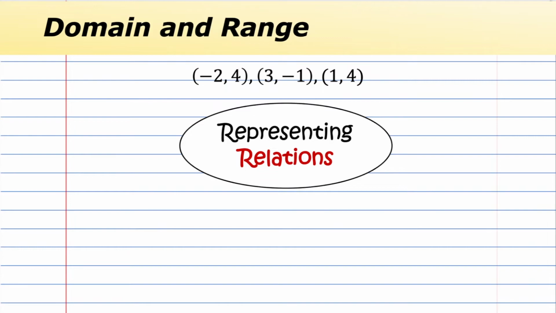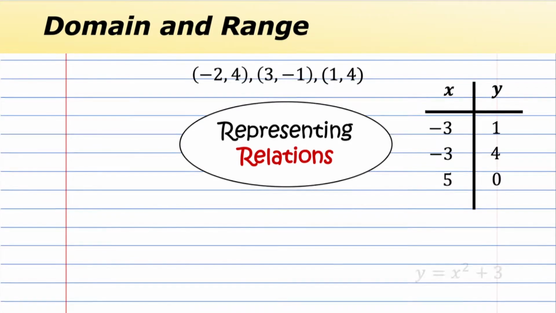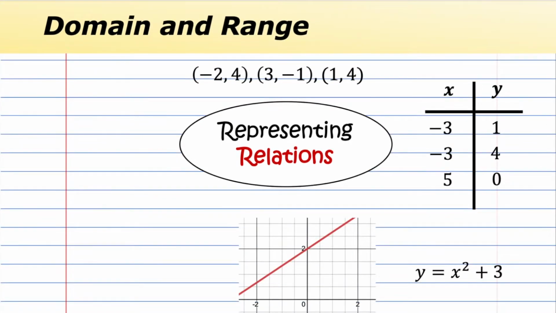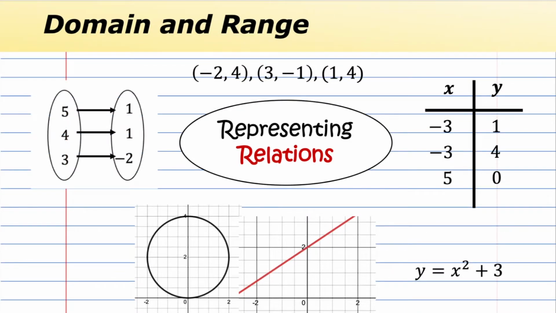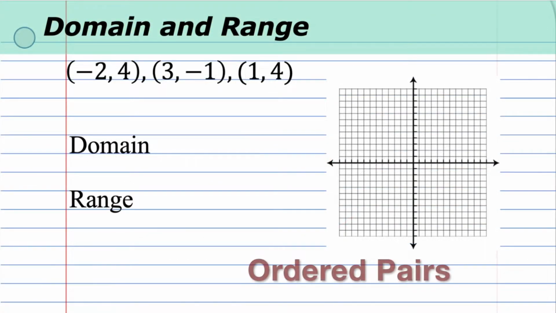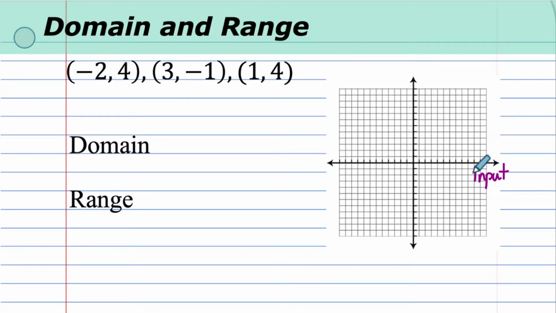We have ordered pairs, we have table of values, we have equations, we have graphs, and the graphs can be lines or they can be curvy shapes, they can be joined, not joined, and finally we have mapping diagrams. The simplest way to think about domain is think of the input. Remember, on a graph, the input is along the horizontal and the output is along the vertical axes.